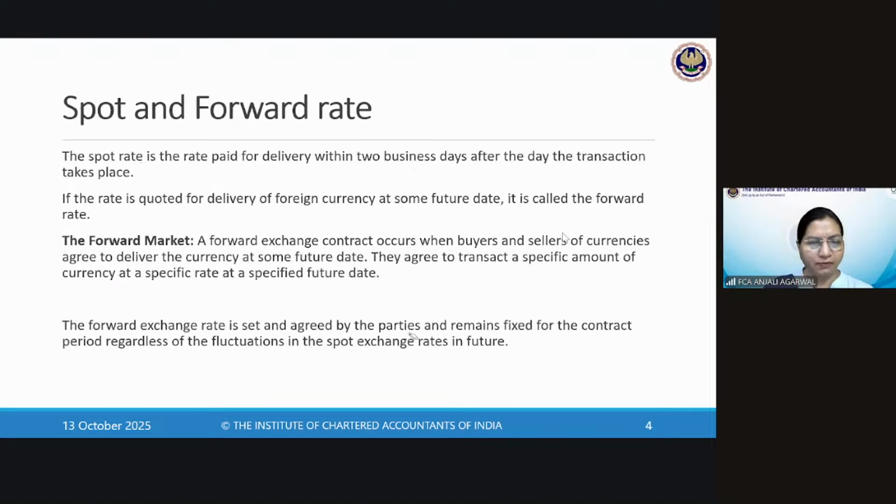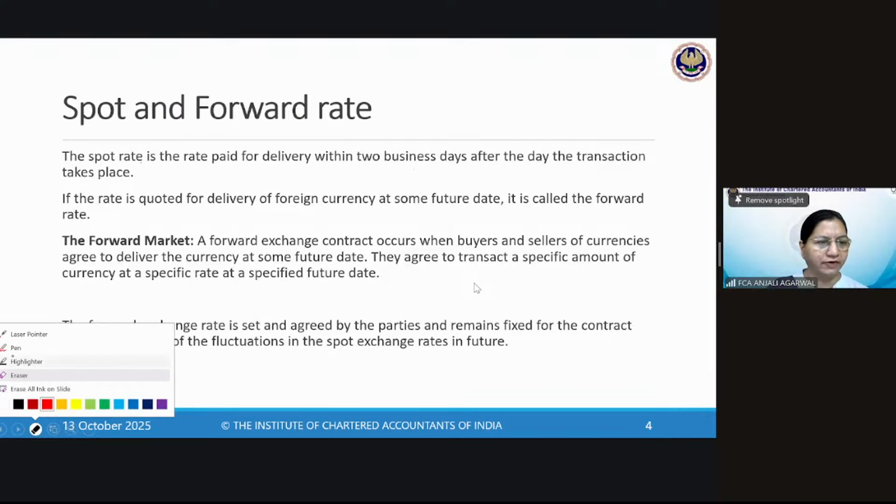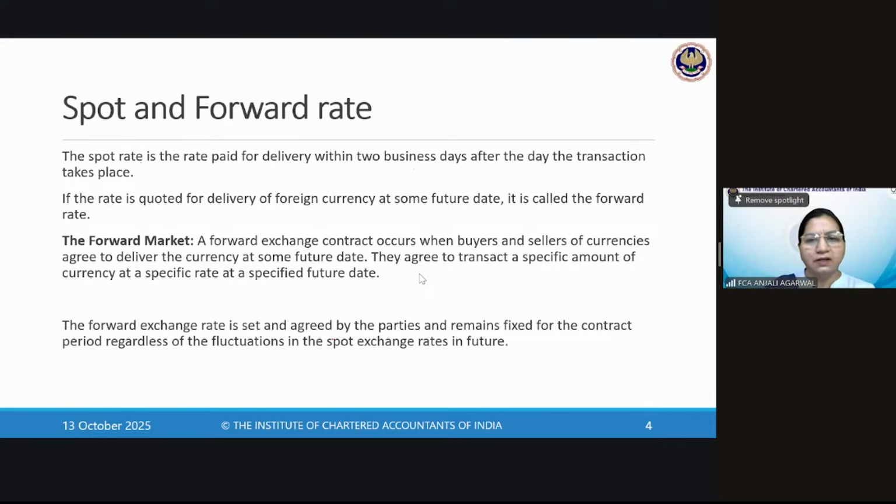So team, I hope you have understood what the spot rate and the forward rate are. Now the forward exchange rate is set and agreed by the parties and it will remain fixed for the period for which the amount has been determined for the contract, regardless of any fluctuations in the spot exchange rate in future. What does this mean?